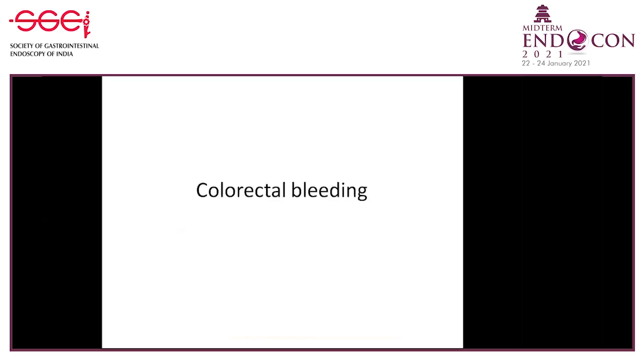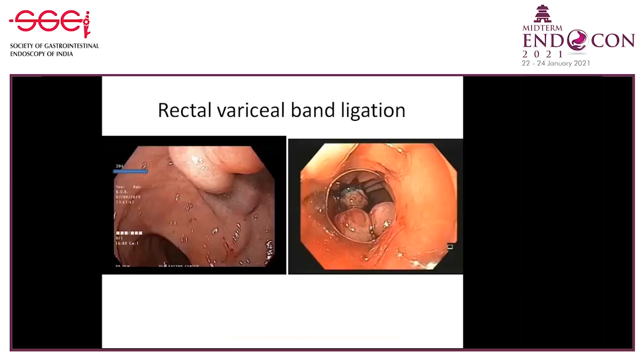Colorectal bleeding. Let's come to the next thing: rectal variceal band ligation. When do we suspect colorectal bleeding? In a UGI bleed, if the esophageal varices and fundal varices in a portal hypertensive patient appear to be normal and don't seem to be bleeding, and the patient has fresh blood per rectum, then we have to suspect it.